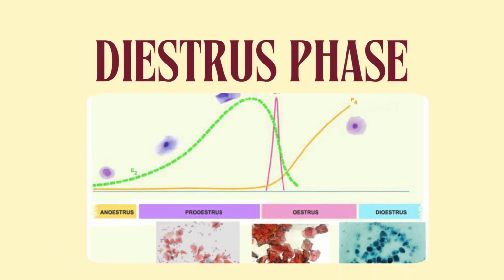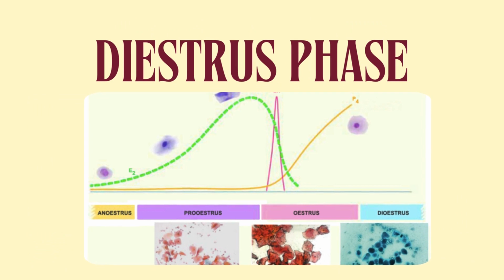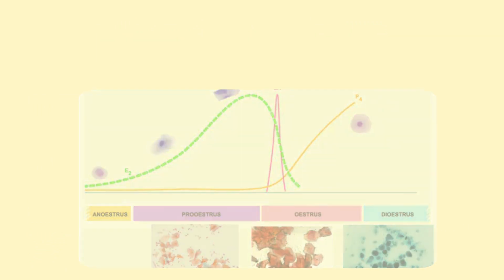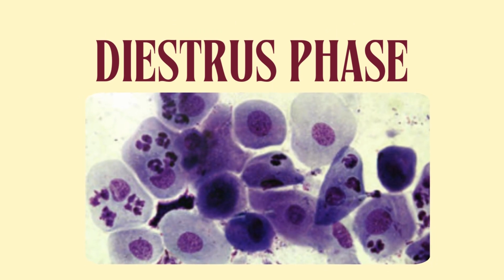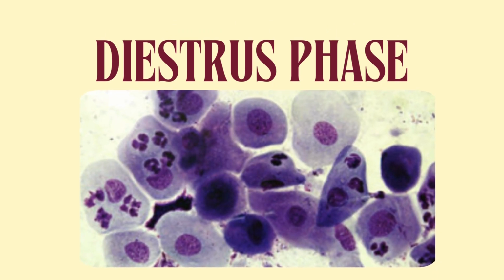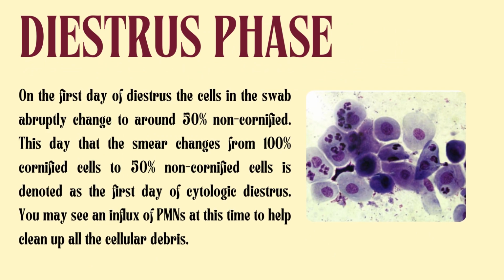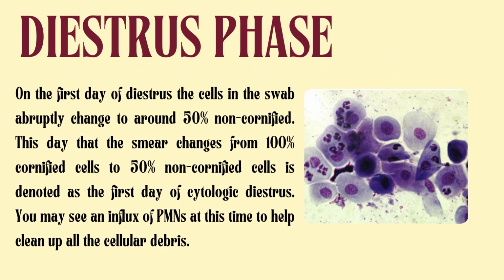Diestrus phase. On the first day of diestrus, the cells in the swab abruptly change to around 50% non-cornified. This day that the smear changes from 100% cornified cells to 50% non-cornified cells is denoted as the first day of cytologic diestrus. You may see an influx of PMNs at this time to help clean up all the cellular debris.